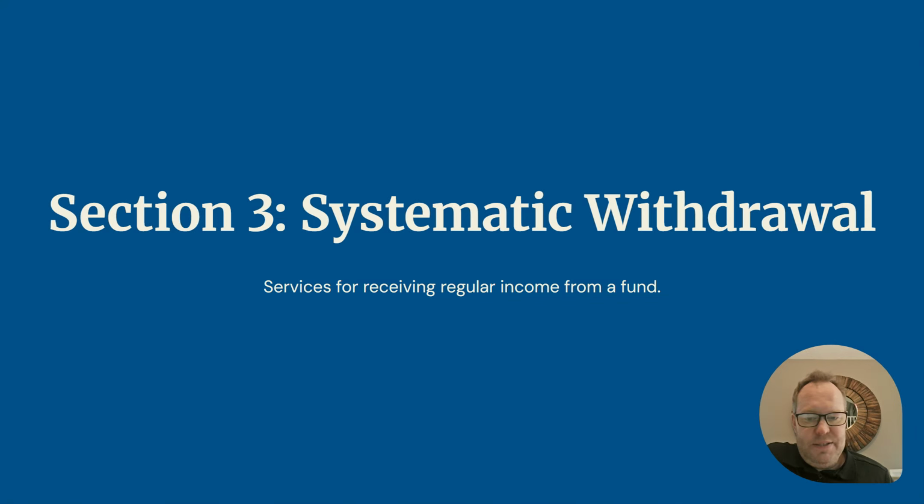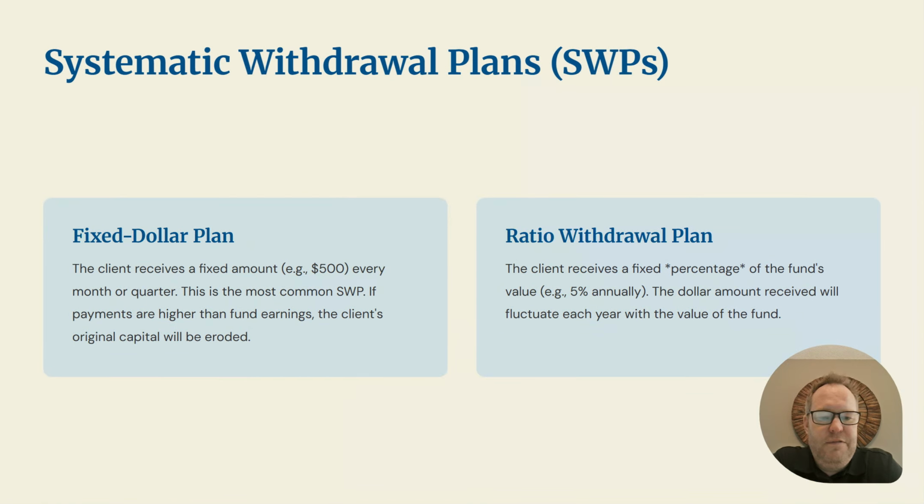Systematic withdrawal plans are basically the opposite of a PAC, or a pre-authorized contribution. Pre-authorized contributions is putting money into a plan or a mutual fund. Systematic withdrawal plans is money coming out of a mutual fund or an account. There are different types of systematic withdrawal plans. The first is fixed dollar amount.